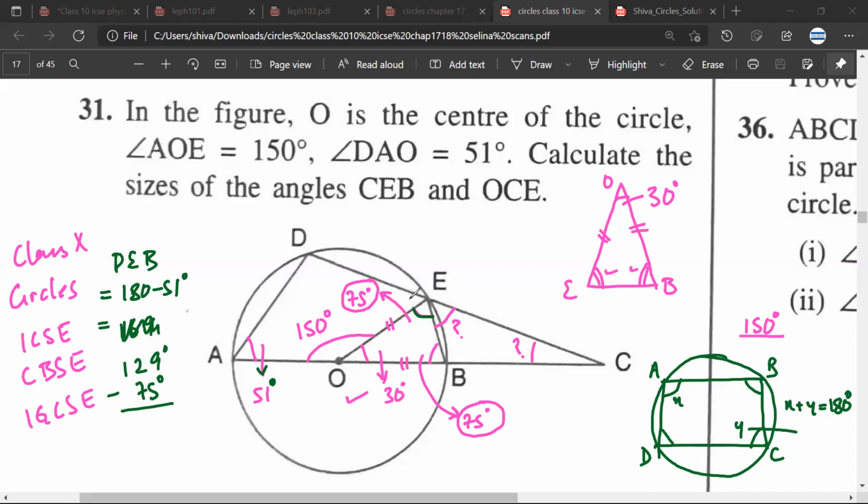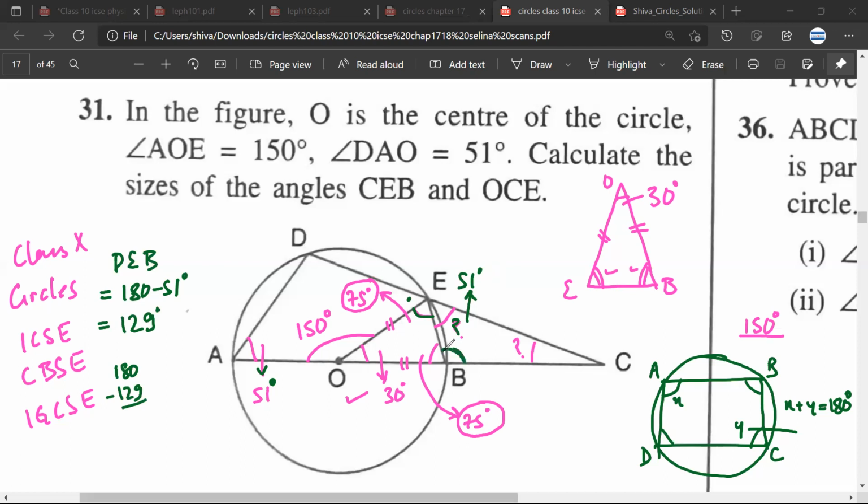But as a matter of fact, we don't require this angle for a simple reason. Once we have found DEB to be 129 degrees, we actually require this angle. So this angle would be 180 minus 129, which is 51 degrees. Do we agree? Yes, sir. So this angle is 51 degrees.